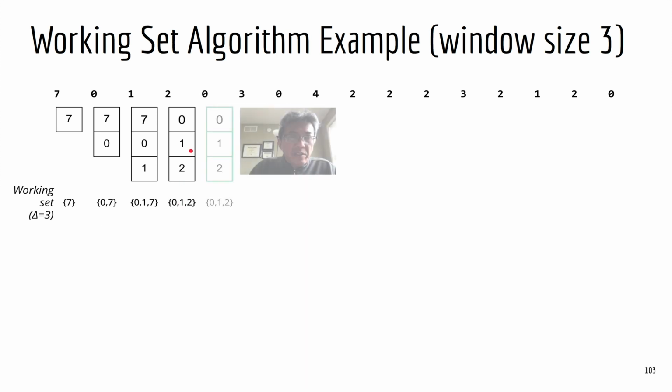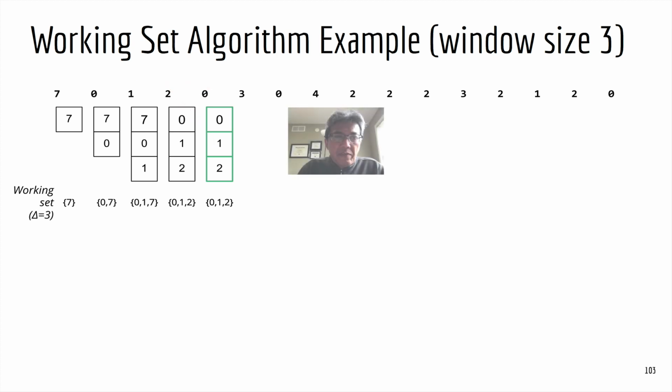The next reference to page 0 triggers no page fault, and again we need to update the working set. The working set stays the same. The next reference to page 3 will trigger another page fault, and at that point page 3 will be added to your frame. So the number of frames will grow from 3 to 4. But again, when we update the working set, page 1 is not included in the working set. That's why page 1 was removed.